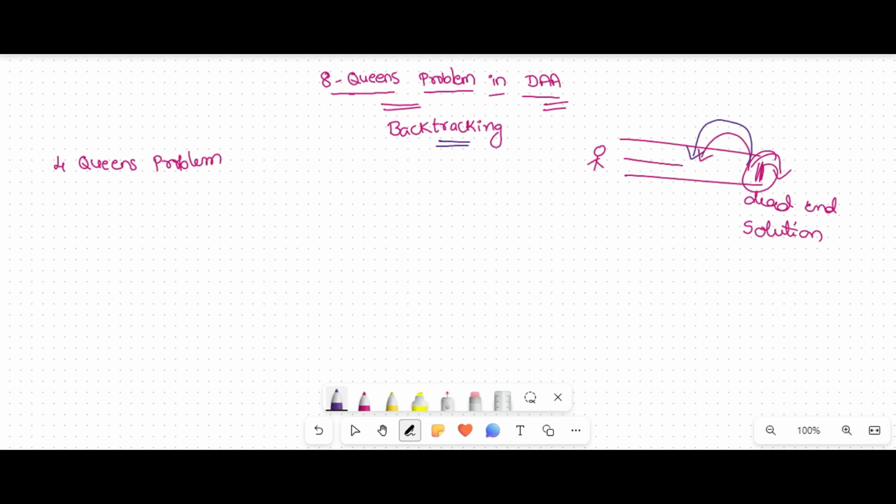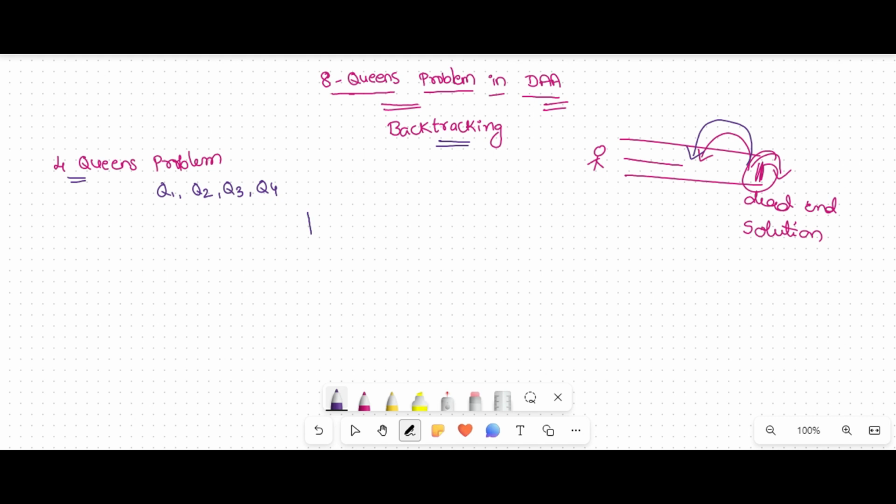Now what is the queens problem, the four-queens problem, the eight-queens problem? The four-queens problem is nothing but four queens placed on a chessboard, like four coins. In the eight-queens problem, there are eight coins. You can call them q1, q2, q3, q4. The constraint is that no two queens should be in the same row, same column, or same diagonal.